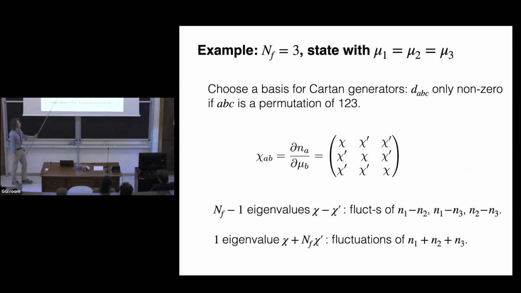It will tell you that the matrix of susceptibilities looks like this. Essentially, all diagonal elements are equal to each other, and all off-diagonal elements are also equal to each other. So this matrix has n minus 1, in this case 2, eigenvalues, which are differences of the susceptibilities, and this corresponds to thermodynamic fluctuations of the difference of two charges, n1 minus n2, n1 and n3, and n2 and n3. And it has one eigenvalue which is the fluctuations of the average charge.